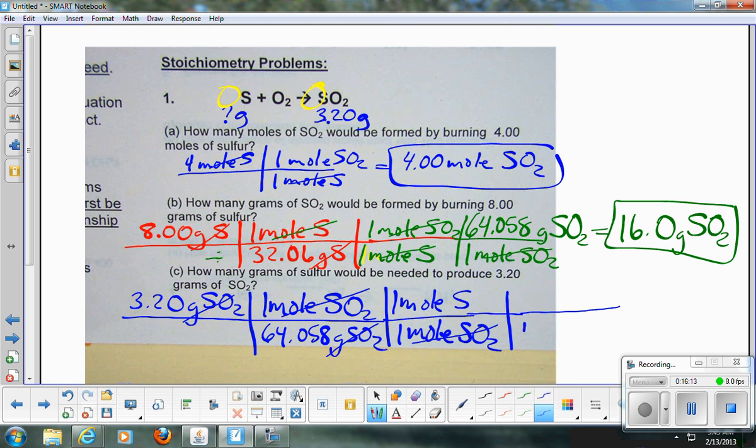So I'm going to put 1 mole of S on the bottom, and on the top we've got the mass, 32.06 grams of sulfur. Moles of sulfur go out.